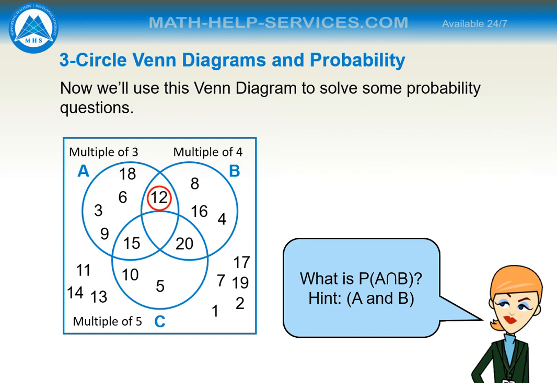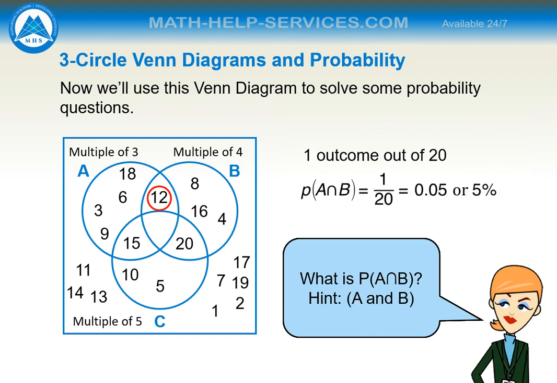Well, that's just this number right here. That's 1 outcome out of 20. So the probability of A intersect B is 1/20th, which is 5/100ths, or 5%.